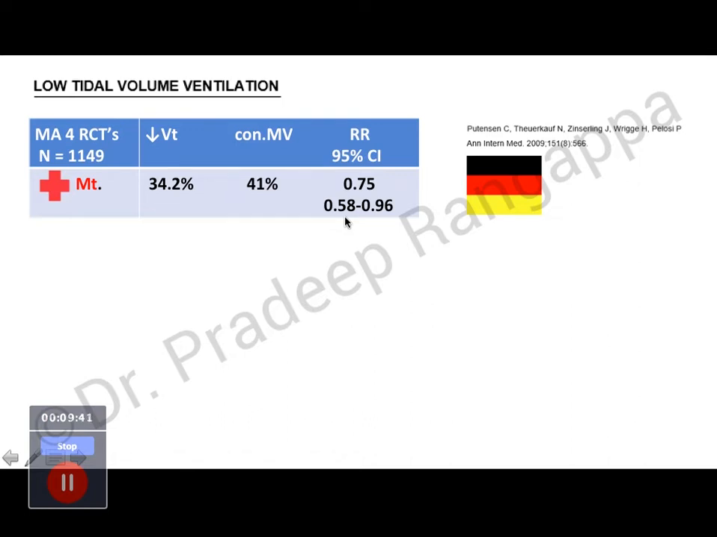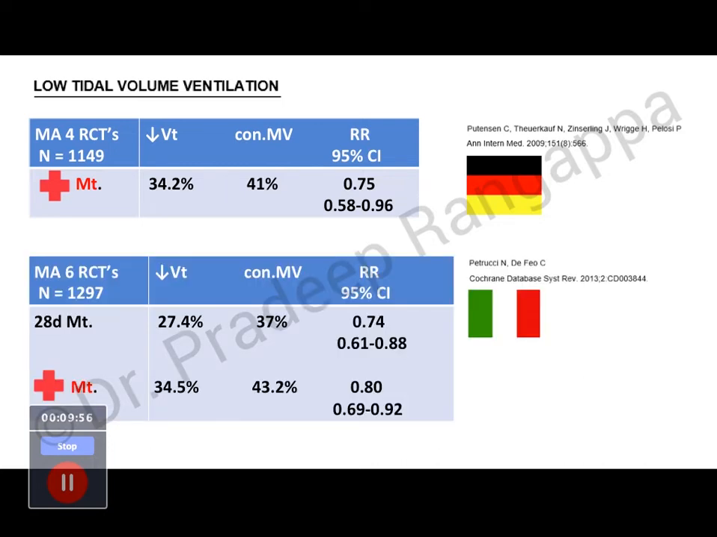So even if you put a bigger number of patients and did a systematic review, they found this benefit persisted. That's why we emphasize a lot, because for anyone who is playing with ventilators, I think this concept of low tidal volume has to be extremely clear in your mind. And after this German study, in 2013, the Italian study came with a much larger number of patients. Even there they showed that 28-day mortality was significantly less in the low tidal volume group as compared to conventional mechanical ventilation. And even your hospital mortality was significantly less in the low tidal volume group.